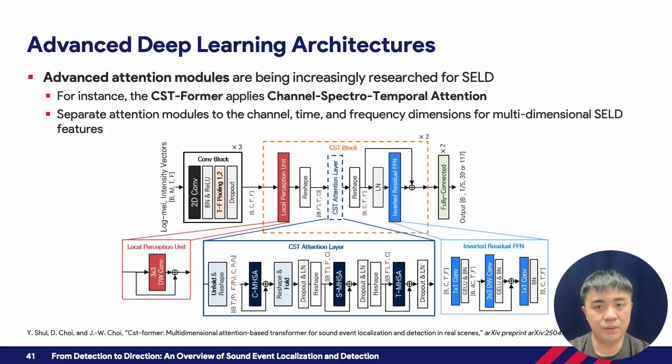So the CST-former, or channel-spectral-temporal former, is a popular architecture that was designed specifically to make full use of this multidimensionality. Instead of flattening, it applies separate attention modules to each dimension independently. By modeling the complex relationships within and between each of these domains, it can extract a much richer representation, often leading to significant performance gains.